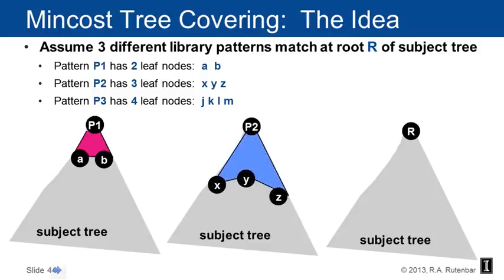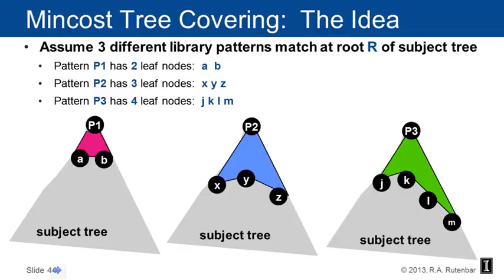I can put pattern P2 at the top also. So pattern P2 goes, at its root, where R goes, and is a big bluish triangle-y thing, and it's got 3 leaf nodes, X, Y, and Z inside the subject tree in different locations. And similarly, pattern P3 has 4 leaf nodes, J, K, L, and M.